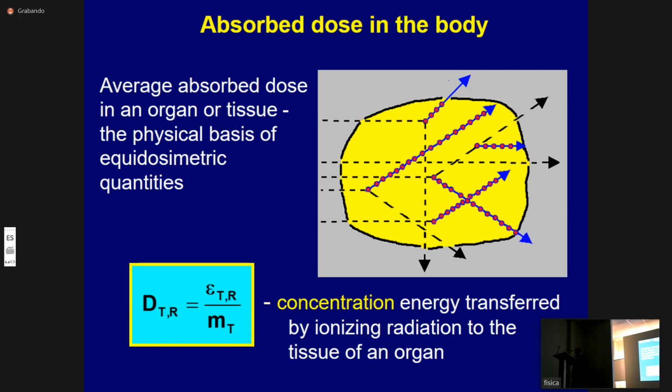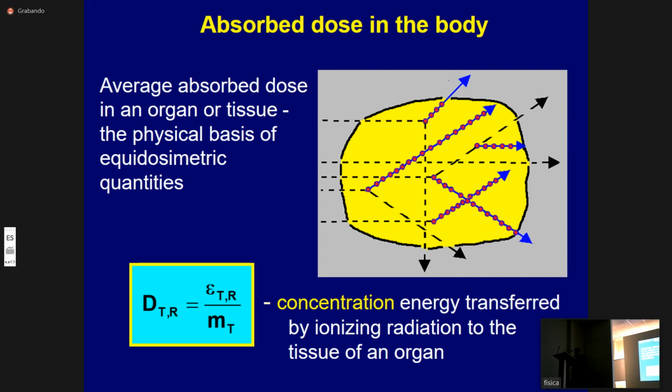Now, the unit of absorbed dose in the organ or tissue is the same as for previous cases. Weight, which is defined as 1 joule of energy delivered to 1 kilogram of substance. The value of this average absorbed dose in an organ or tissue is the basis for determining the accurate quantities used in radiation protection and safety.